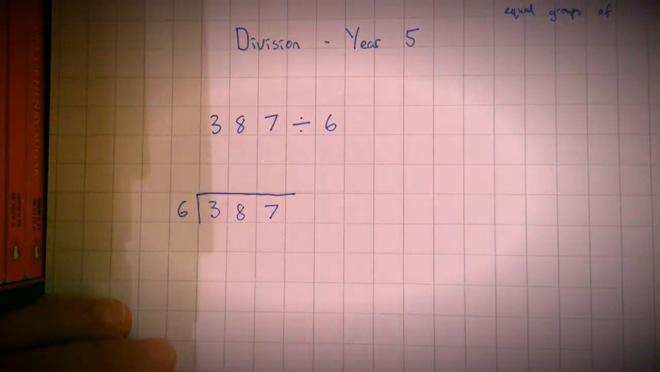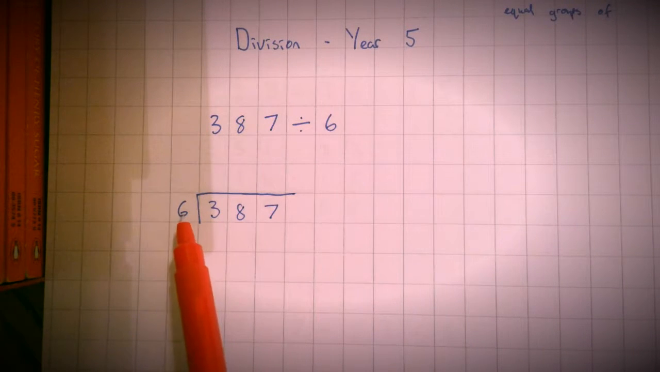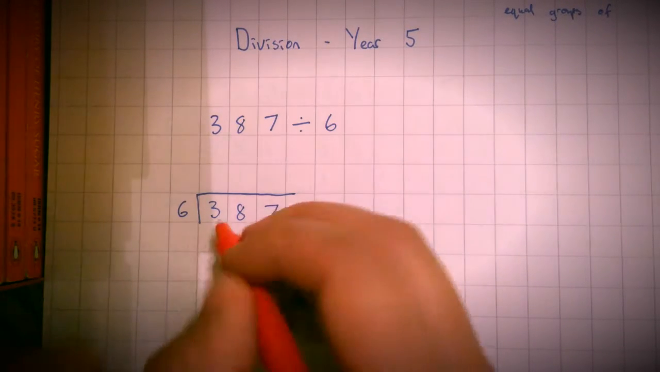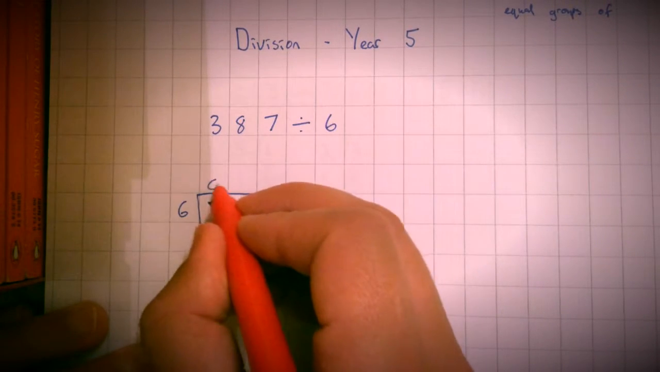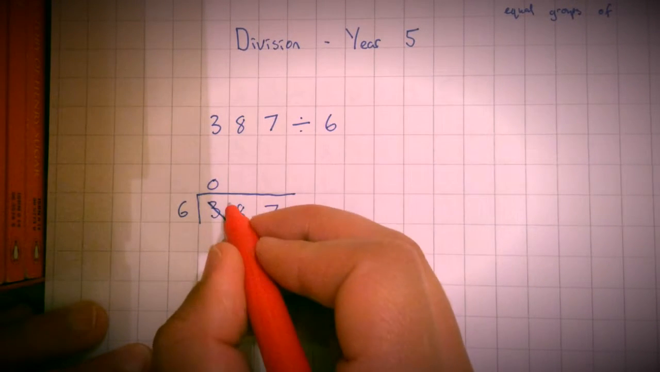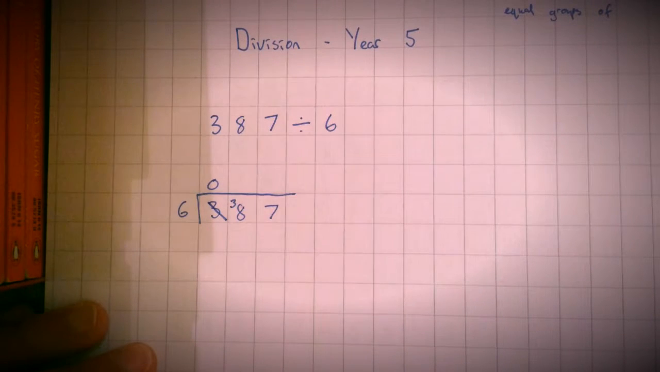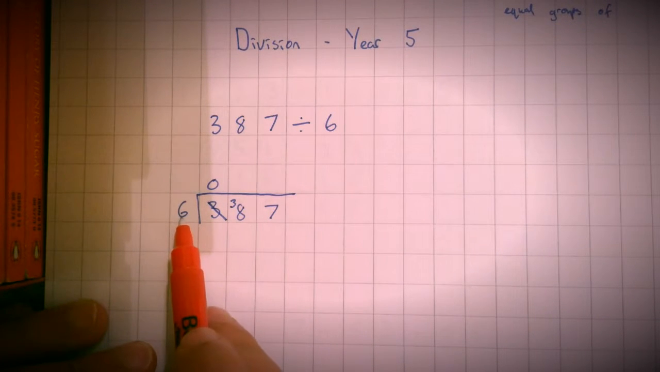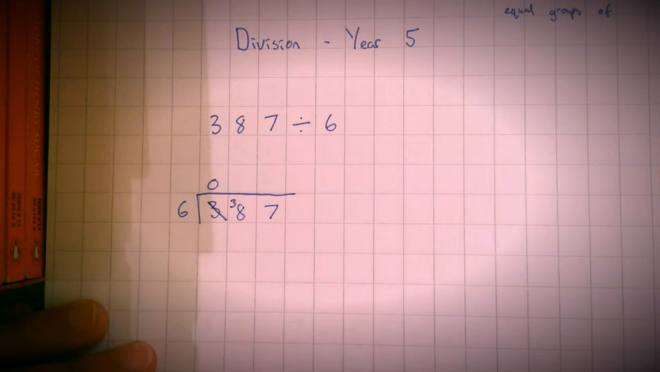And what we want the children to think each time is, how many times can this number fit into that one? So start by saying, how many times can 6 fit into 3? Well, it can't, because 6 is bigger than 3. So I cross it out, write 0, because it fits in 0 times, and I move that 3 over here. So I'm now thinking, how many times can 6 fit into 38?